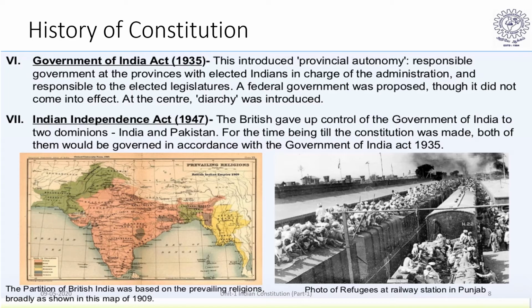Indian Independence Act 1947. The British gave up control of the government of India to two dominions, India and Pakistan. For the time being, till the constitution was made, both of them could be governed in accordance with the Government of India Act 1935.